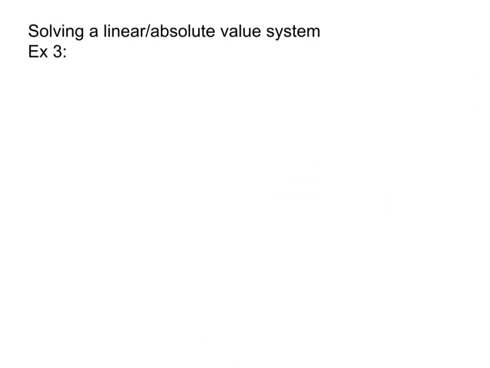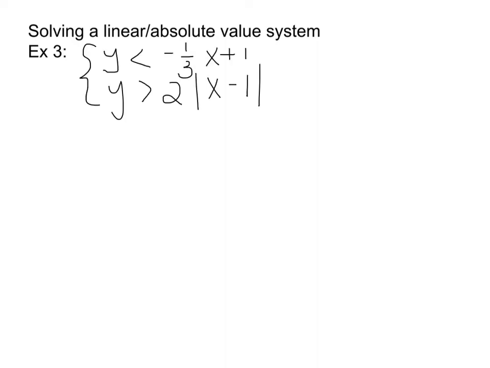Now we are going to move on to solving a system that both has a line and an absolute value function in our system. So let's look at our first example in this section. So we have y is less than -1/3 x plus 1. So this is my line, and it's already in slope-intercept form, so that's good. And then I have y is greater than 2 times the absolute value of x minus 1.